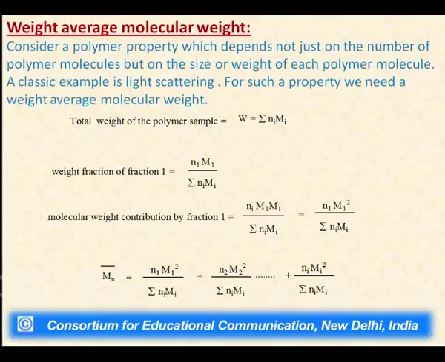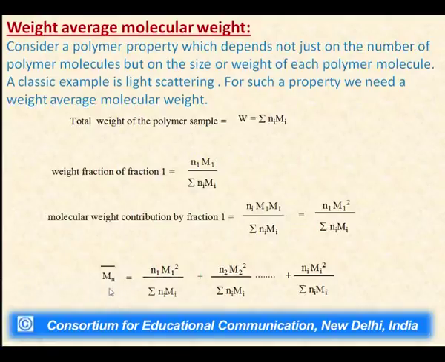A classic example is light scattering, for which we take the weight average molecular weight. The total weight of a polymer sample can be represented as W, equal to the summation of Ni Mi. The weight fraction of fraction i, or fraction 1, will be equal to N1 M1 divided by the summation of Ni Mi. Now, the molecular weight contribution by fraction 1 will be the ratio of these two properties.